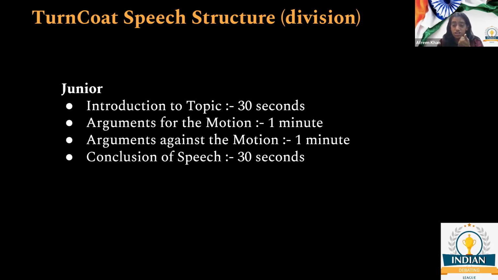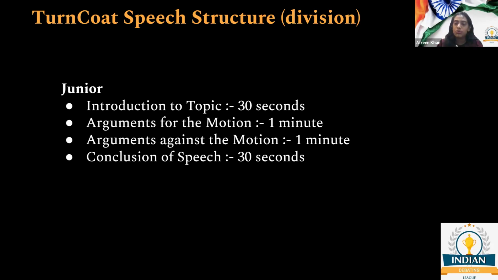So your introduction should be 30 seconds. Then your arguments for the motion should be 1 minute. Your arguments against the motion should be 1 minute. And then your conclusion should be 30 seconds. This is for you to use the time efficiently, because if you speak 1 minute 30 seconds for the motion, and then you're not really speaking a lot against the motion, then it's just not good for Turncode, right?